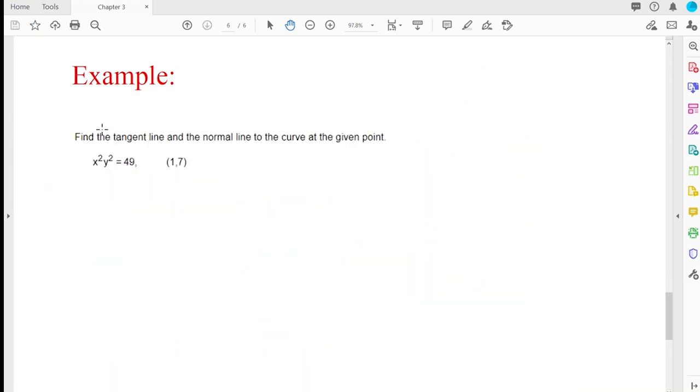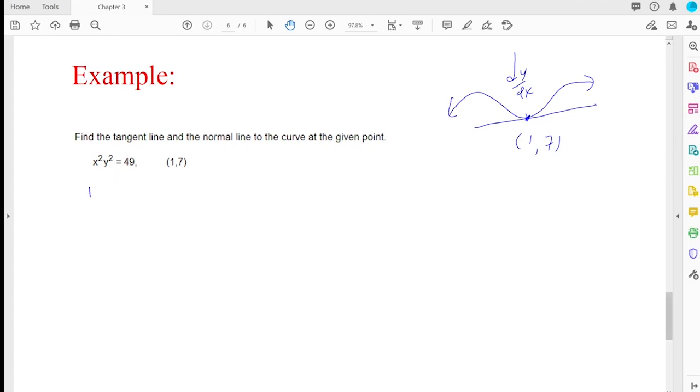The next problem is find the tangent line. Make sure that if you have a curve and you want to find the equation of the tangent line at any point, in this case it's (1, 7), you need to find the slope of that curve at that point. Slope means derivative, so you need to find the dy over dx at this point. Here the curve is x squared times y squared equals 49, so we need to use implicit differentiation for finding the slope.